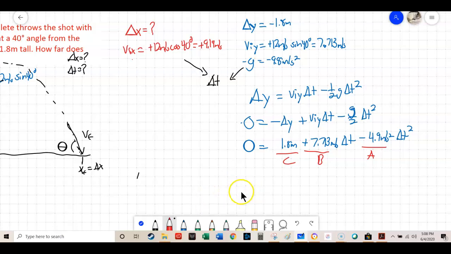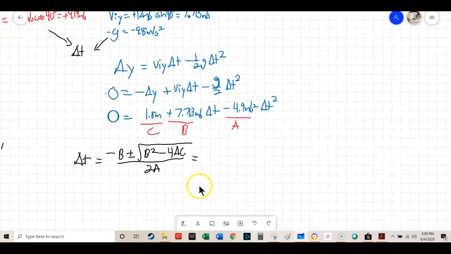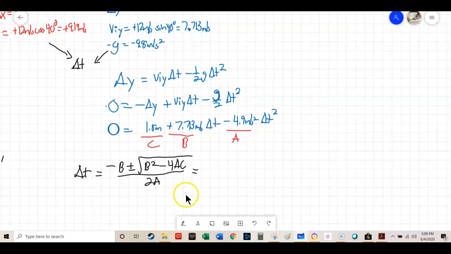So we're going to be doing negative b plus or minus square root of b squared minus 4ac over 2a. And we're going to be using this because this delta t is going to be this variable that we're solving for. Okay? It's a quadratic problem, and we can't use the other one to do it. All right. Here we go.